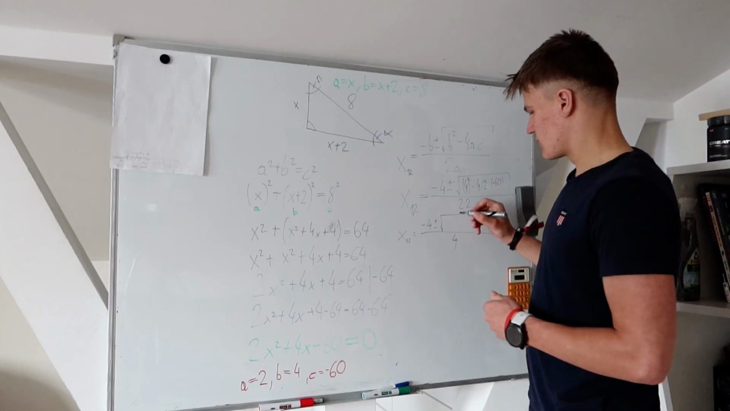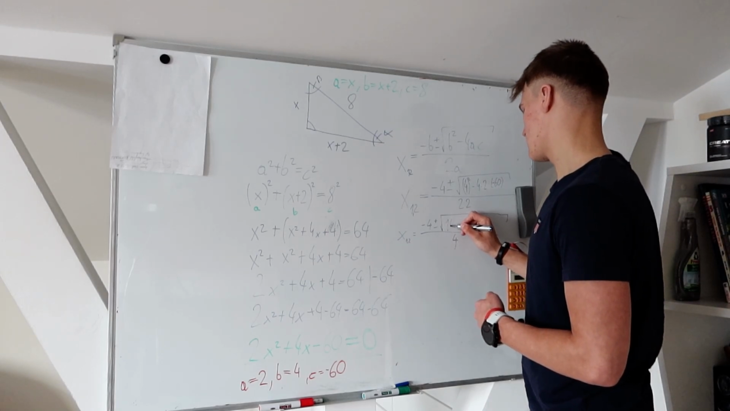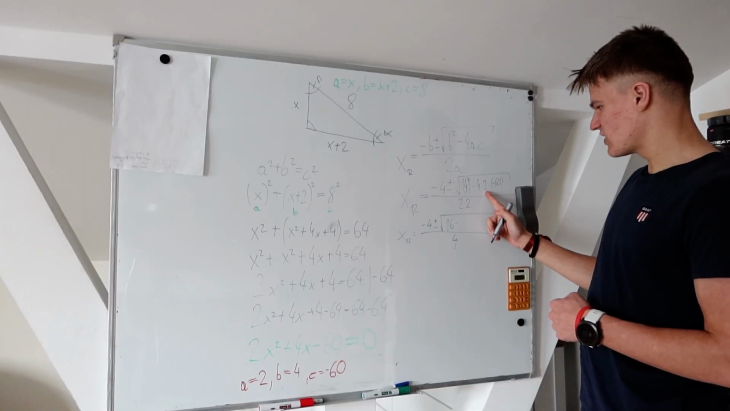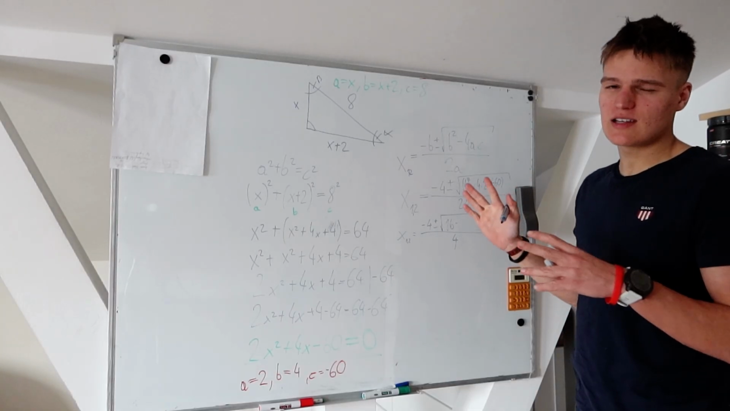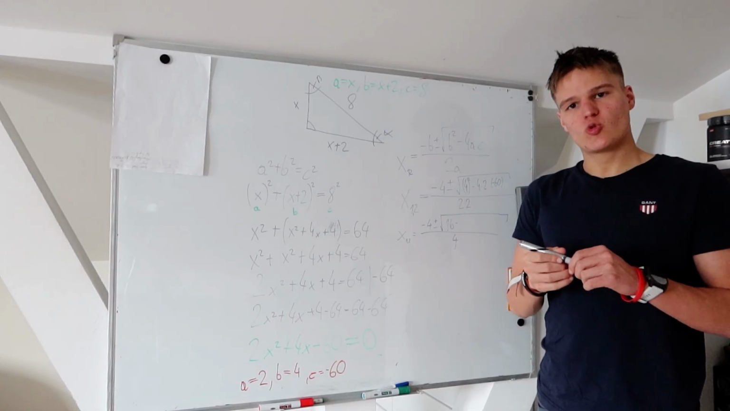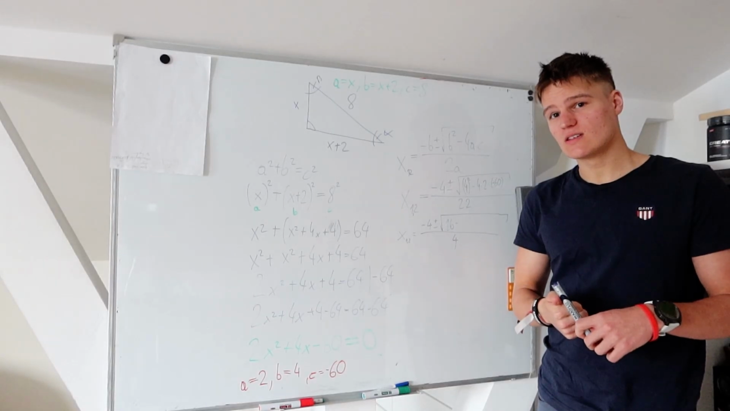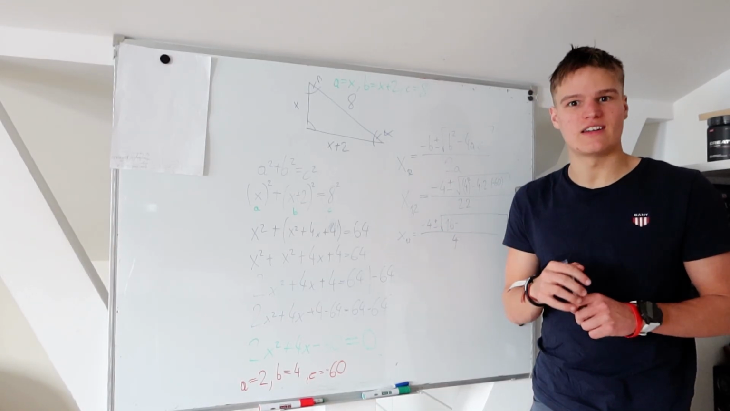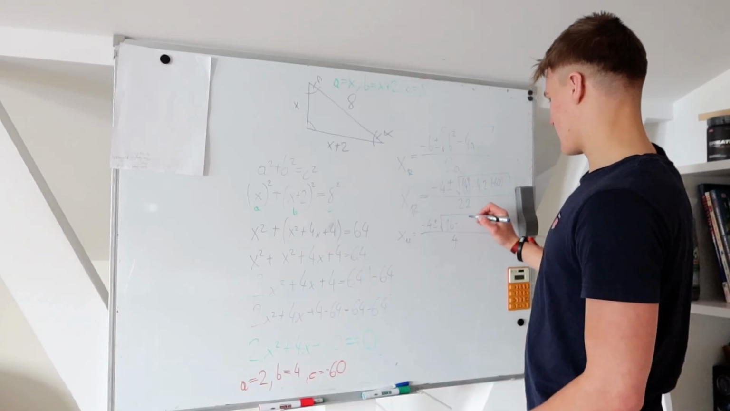Square root of 4 squared is just 16. Minus 4 times 2 times minus 60, guys. That's a little bit difficult, not too difficult though. 2 times minus 60 is 120. And then 4 times 120 is 480. That's right, guys. Good job.